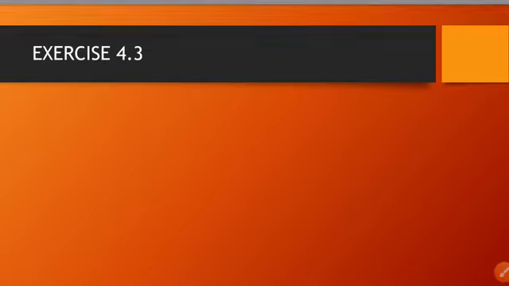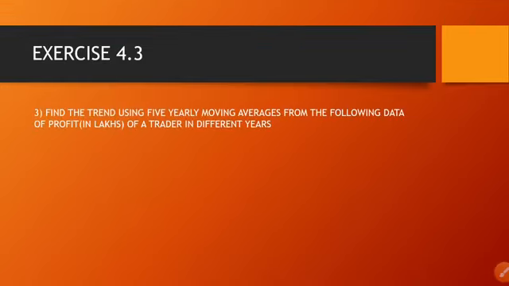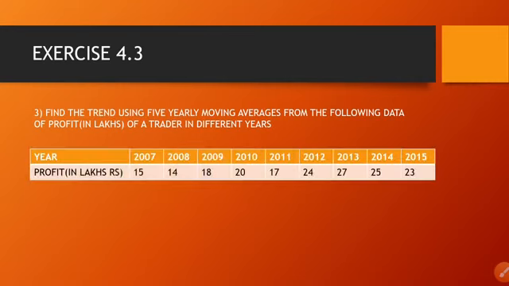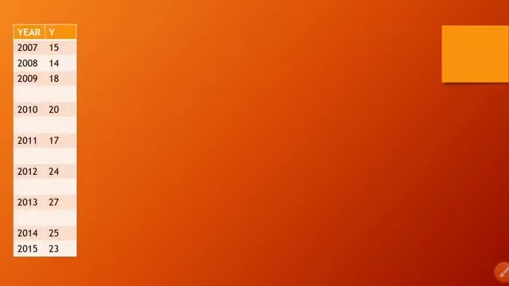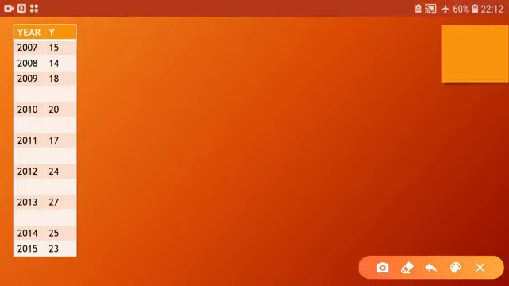Okay, let's do another one. Find the trend using 5 yearly moving average from the following data of the profit in lakhs of a trader in different years. Years 2007, 8, 9, 10, 11, 12, 13, 14, 15 and profits is given. So you will be writing in sequence. See how you will be doing now. I hope you remembered it.